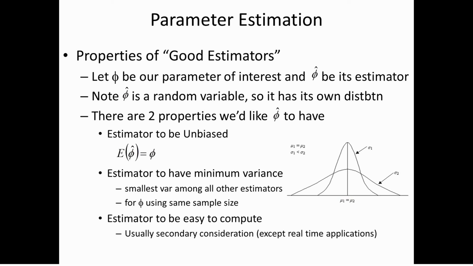Okay, we also want the estimator to be easy to compute. Usually this is a secondary consideration, with one exception, and that is when you're doing real-time applications. As an example, people use machine learning to teach computers how to play ping pong. Okay, there is a situation where computational time becomes an issue. But if you're not doing a real-time application, computation is usually a secondary consideration.